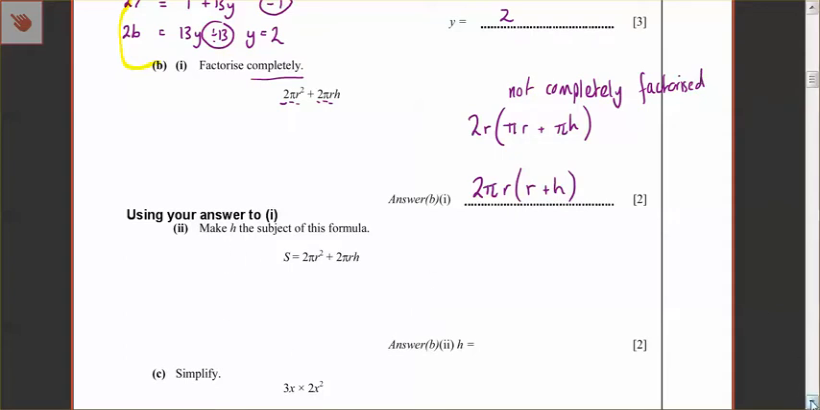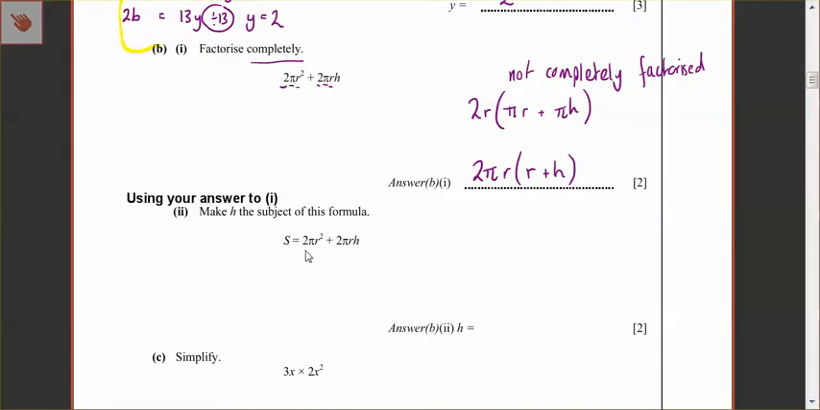Now, I did say use your answer to part 1. Actually, you don't need to, but it helps. Part 2: rearrange to make h the subject. That means make it h equals something. There's a couple of ways to do it. If I start with S equals 2 pi r times r plus h, first thing I do is divide by 2 pi r, so I've got s over 2 pi r equals r plus h.